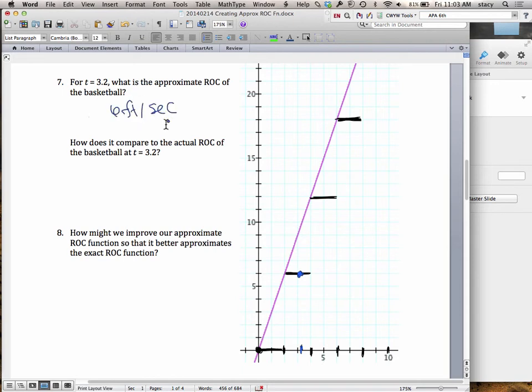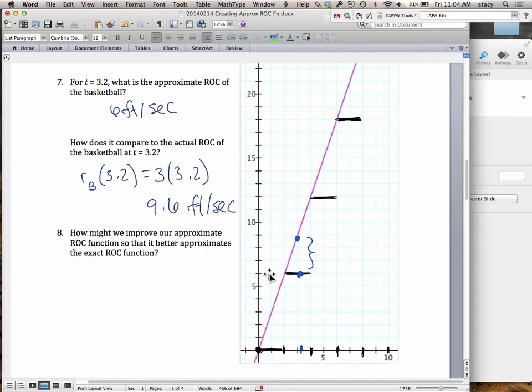How does that compare to the actual rate of change? Where's the actual rate of change? That's up here, right? There's a big difference between those two. Okay, but we could actually figure out what that value is because we have the function, right? So the actual rate of change is 9.6 feet per second, right? So this is maybe not the best approximation ever, right?